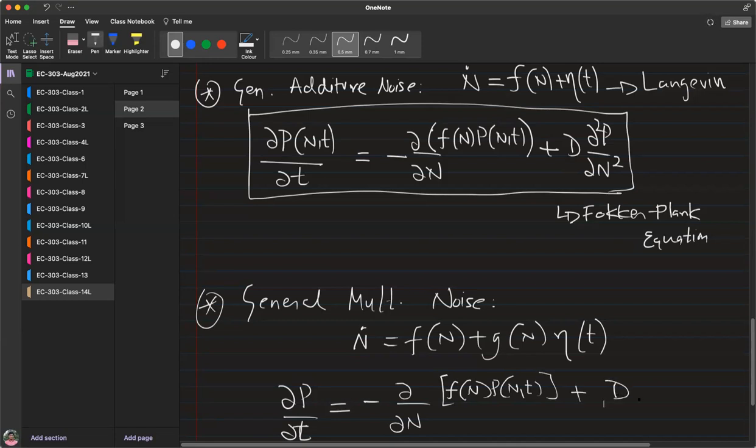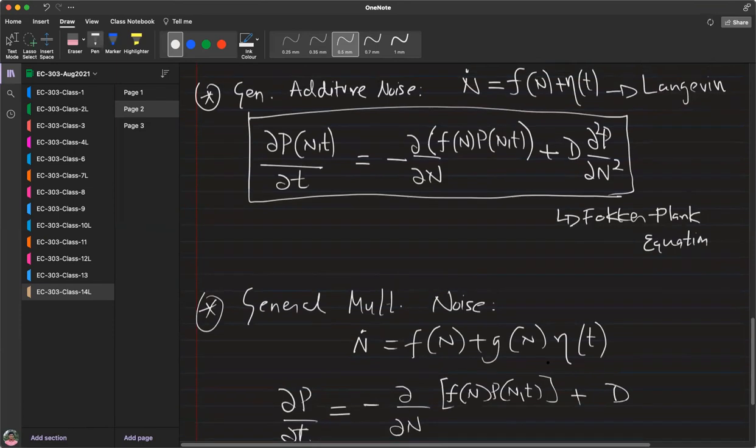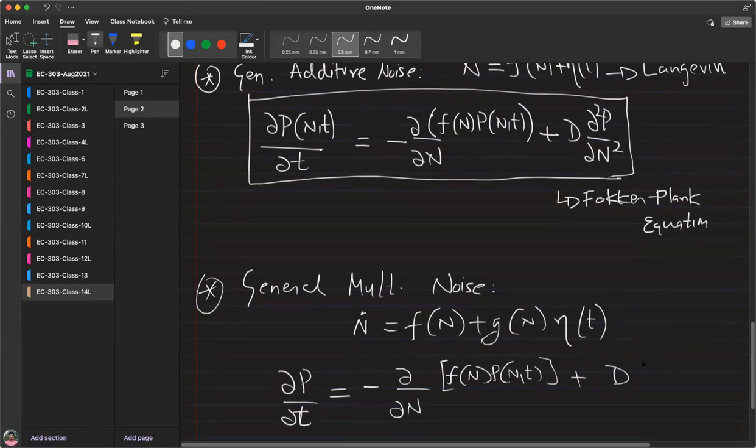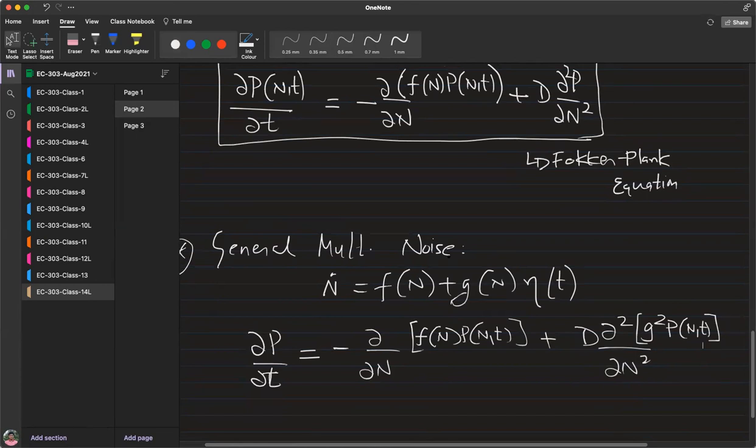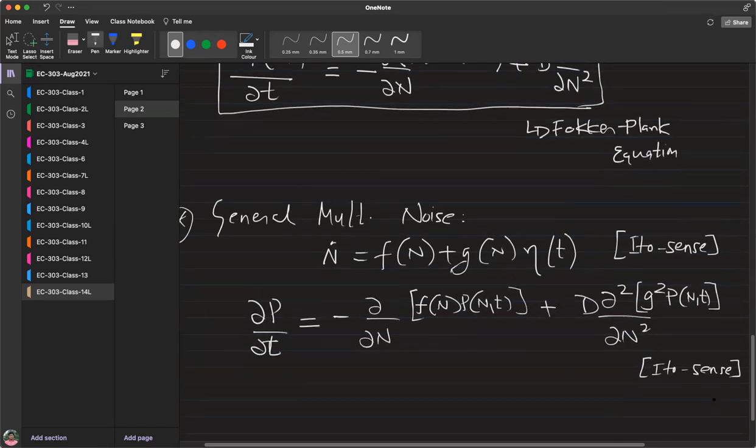What about the diffusion term? Should it depend on g? Well, obviously it does, and this is how it looks. I am writing this using what is called Ito calculus. I still haven't done what this Ito thing is. I will do it on Monday.